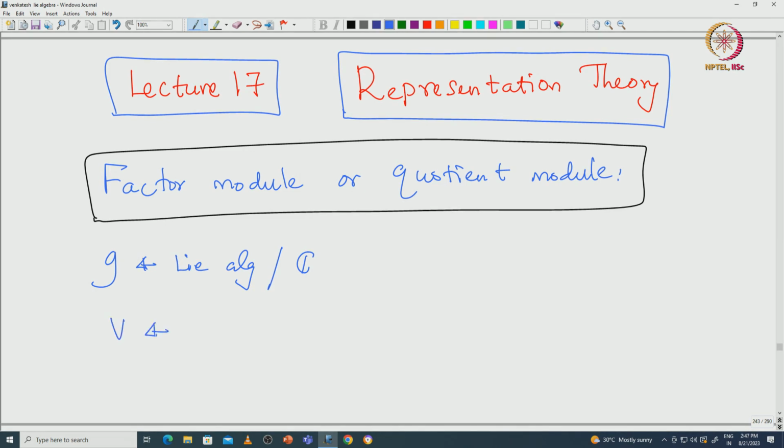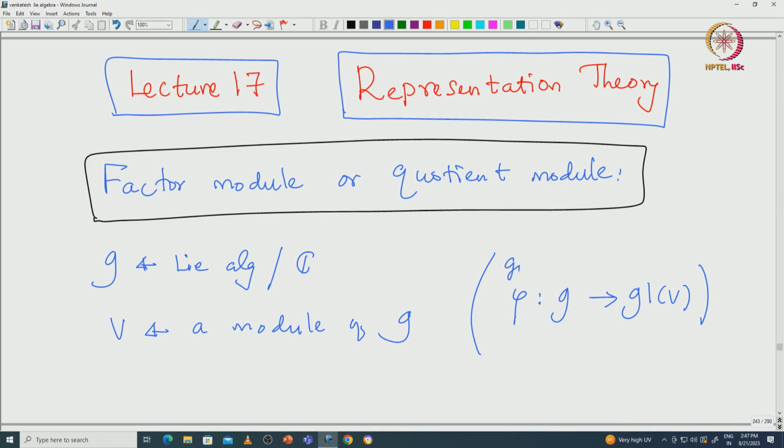So, V is a module of G. In other words, there is an action of G on capital V. As I said before, the words representation and module can be used interchangeably. So, we have a module structure on V, that is given by this map phi, which is from G to GL of V.